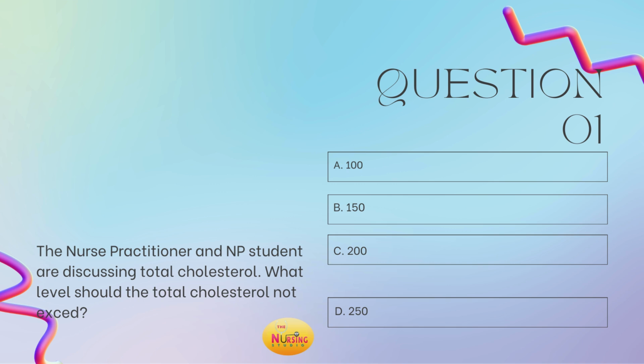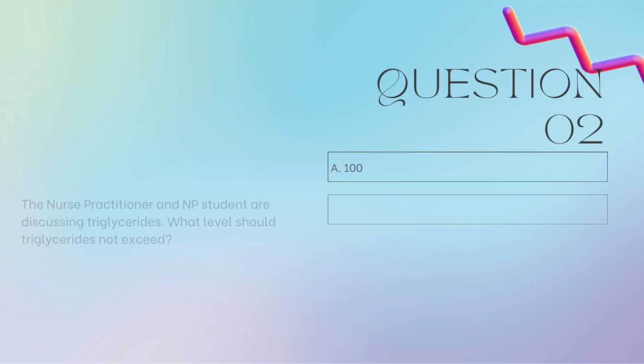All right, I always recommend reading the stem of the question first to ensure you're answering what is even being asked of you. So the stem of the question here states, what level should the total cholesterol not exceed? Pay attention to those terms like not, so you're not missing things, right? And these are knowledge-based questions. Your total cholesterol should not exceed 200. When it does, then we need to initiate therapy and management at that time, right? So total cholesterol needs to be less than 200.